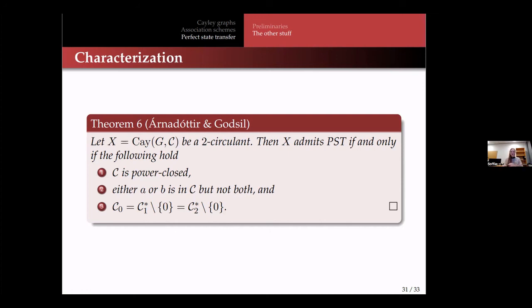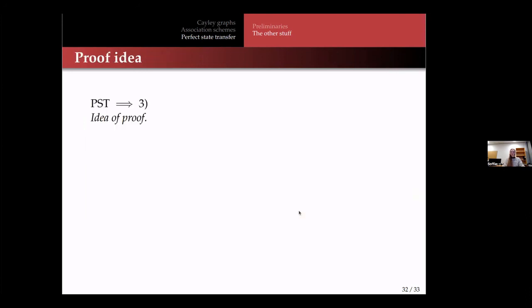And just to tie this very quickly back to the first part of this talk, we're going to go through a very rough sketch of the proof. So of one part of this proof, which is that if we assume that X admits perfect state transfer, then this part 3 holds. That was actually the part that I proved last. It was a tricky one. So this is the idea of the proof, that if we have PST, then 3 holds.